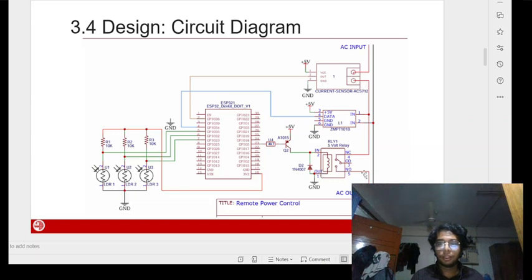In the circuit diagram, we can see the AC input is connected to the current sensor and AC output is taken from the voltage sensor. This is where we actually connect the power cord of CPU, and this AC input is basically the main supply line at our households. Everything including the 5-volt on-off relay is connected to the ESP32, which is taking all the decisions based on the codes that we have written.